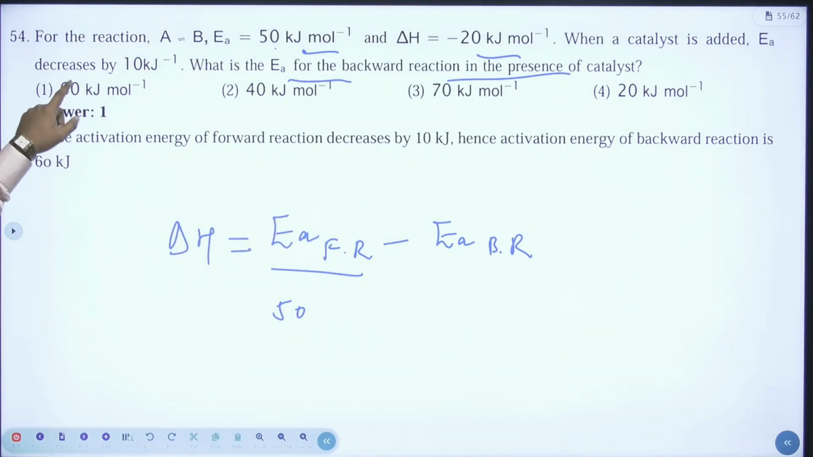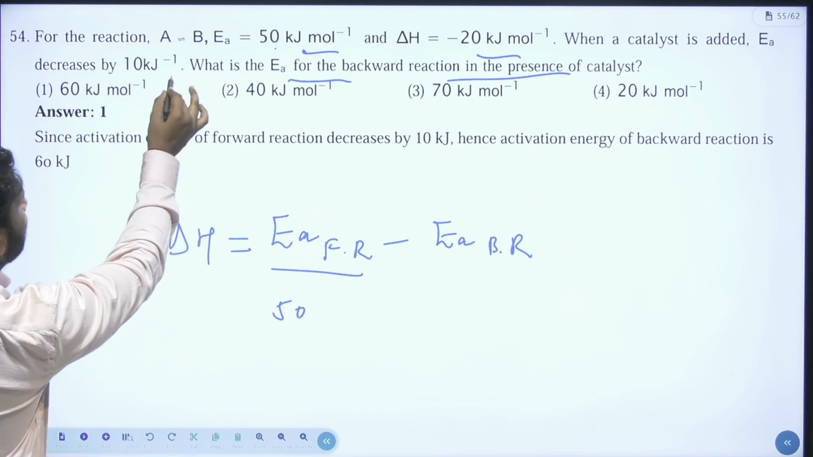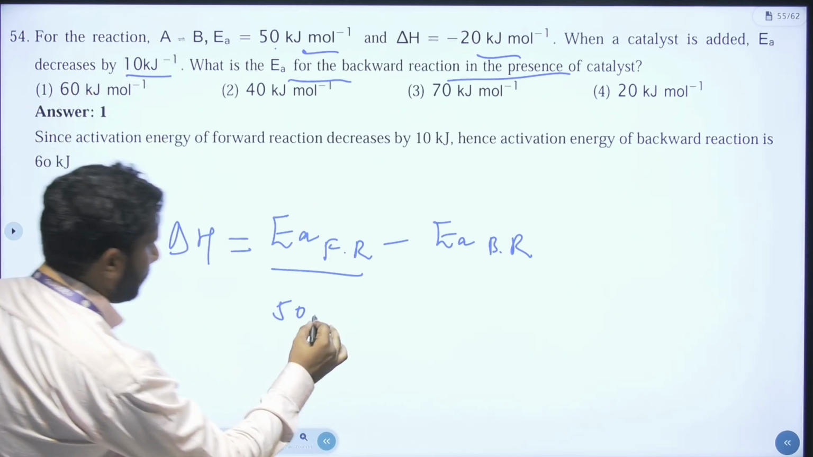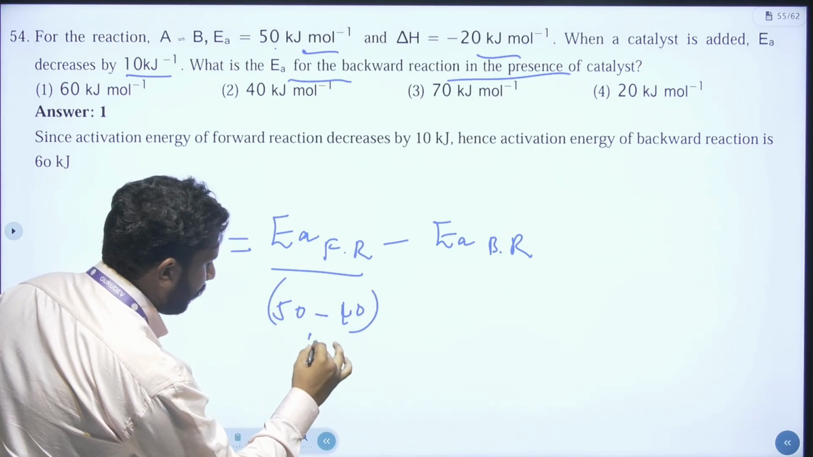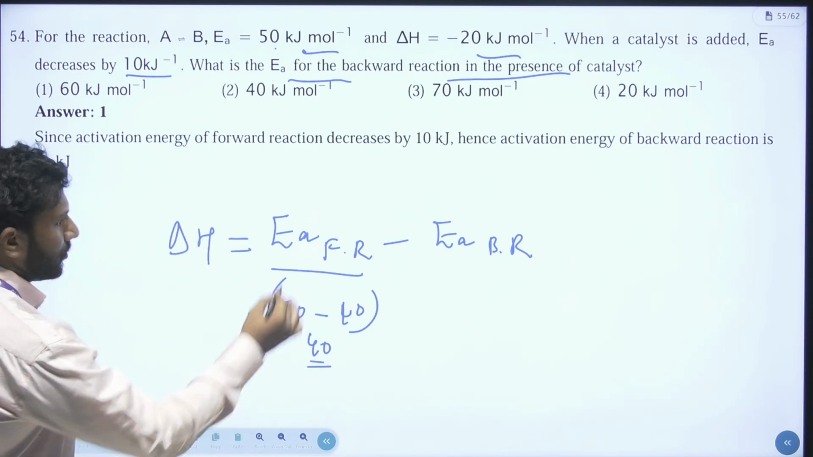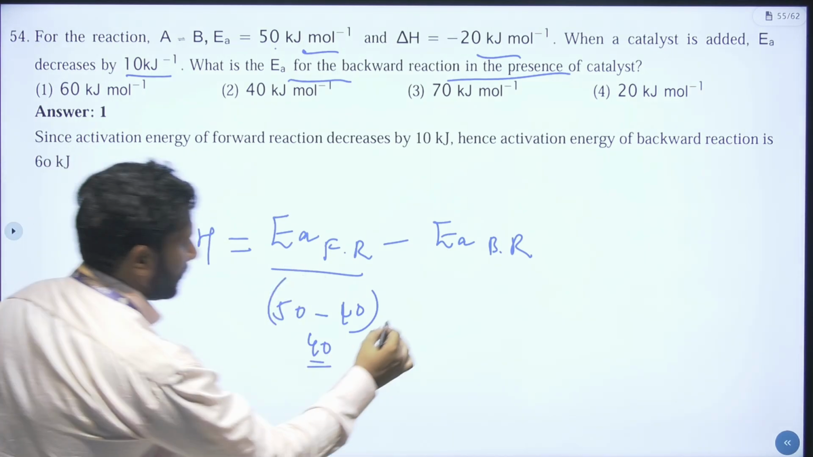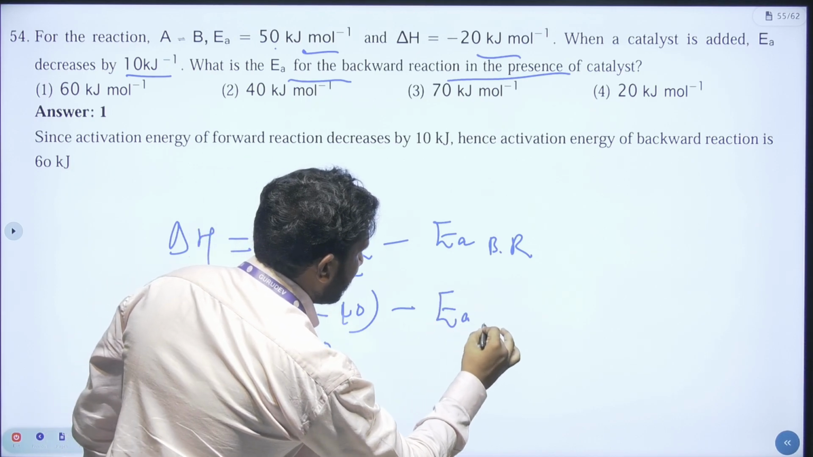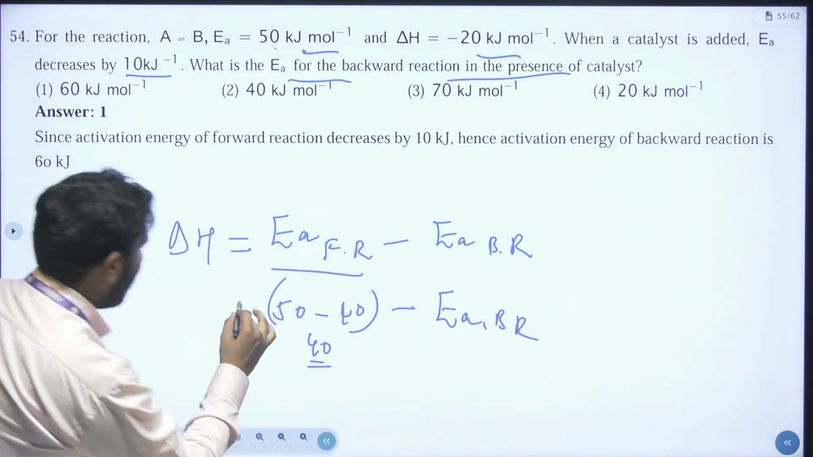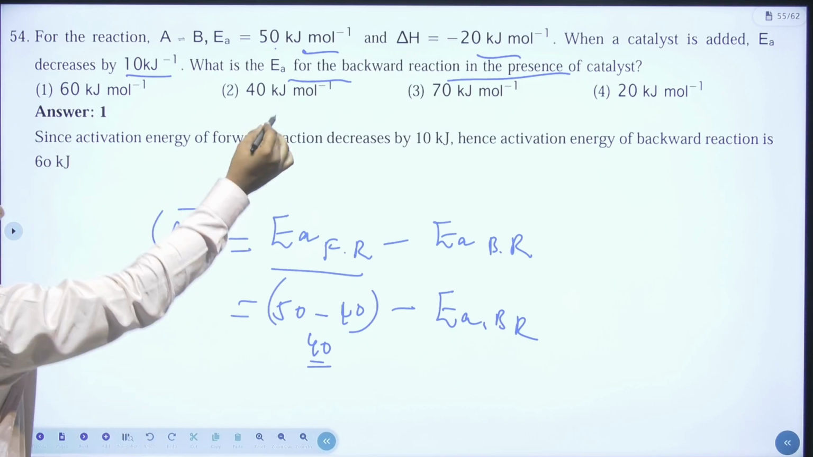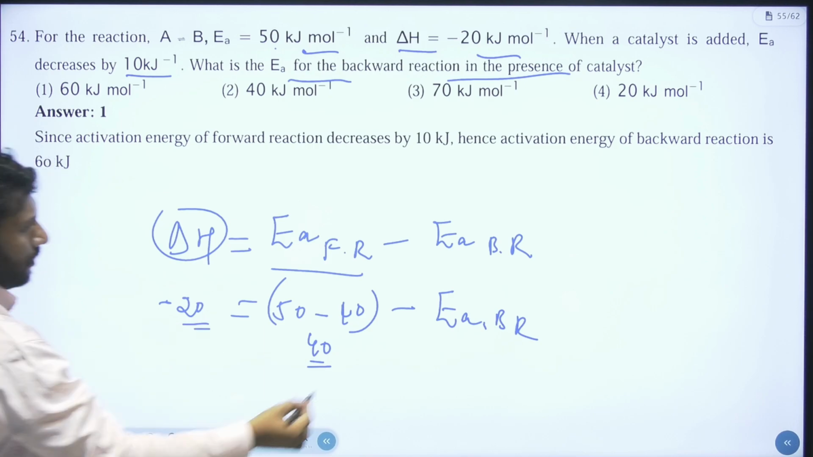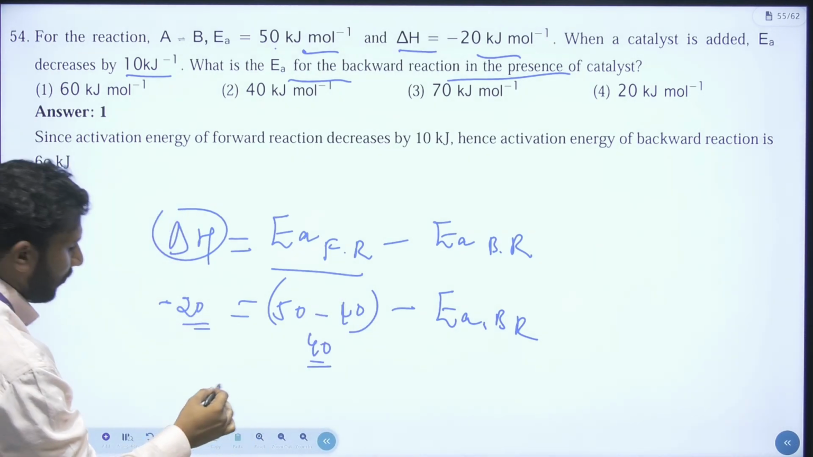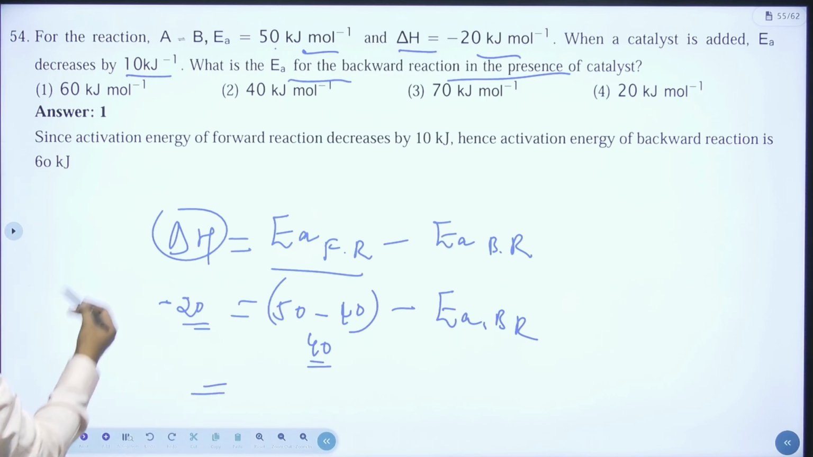by 10 kilojoule per mole. So that means 50 minus 10, that is 40 kilojoule per mole. So this is the activation energy for forward reaction. They are asking the activation energy for backward reaction, and they have given the change in enthalpy for the reaction as minus 20 kilojoule per mole. So if we simplify, finally we get 60 kilojoule per mole. Option 1 is the correct option.